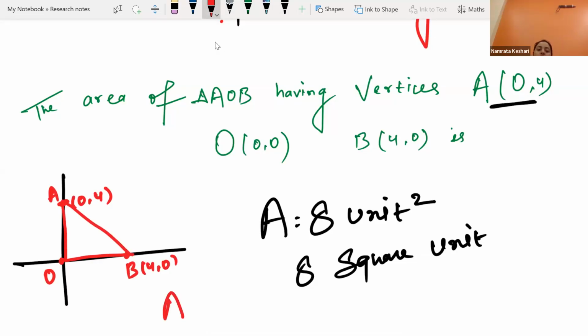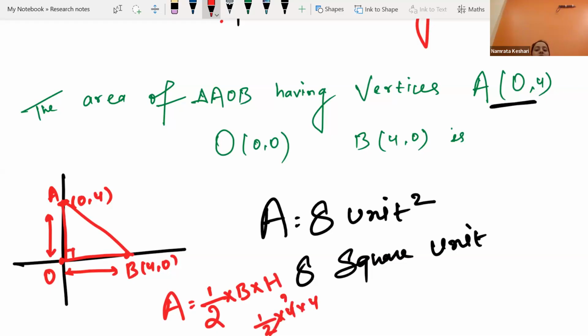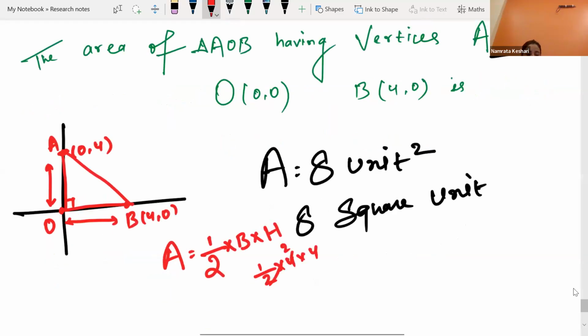We know the area formula, the basic Heron's formula, but there is an older basic formula, that is 1 by 2 into base into height. So why not use this formula? Here we know the base and we know the height. Height means perpendicular height. Yes, it will be 8 square unit. Everyone, is it clear?